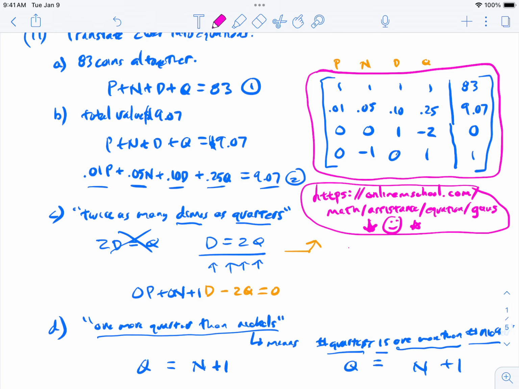So anyway, let me write down our solutions. We got the first variable was 12. The first variable was P. The next variable was 17. The D came out to 36, and the quotas came out to 18, and that's our answer.